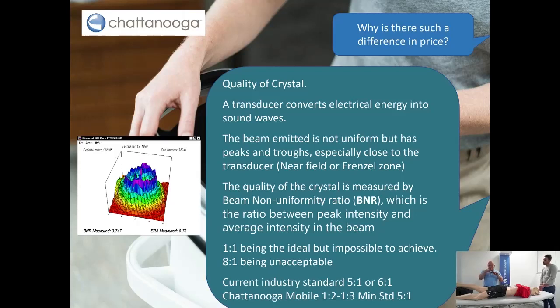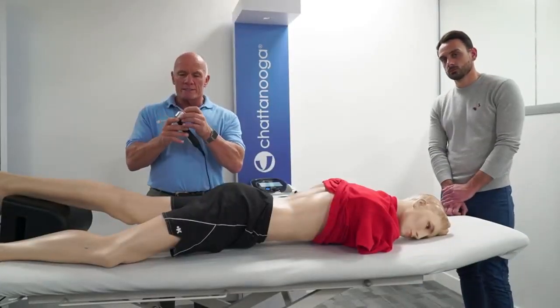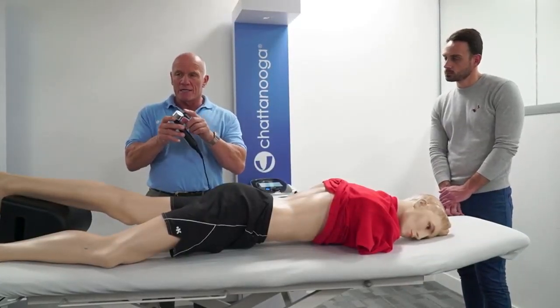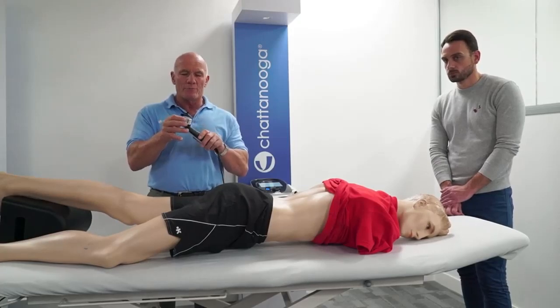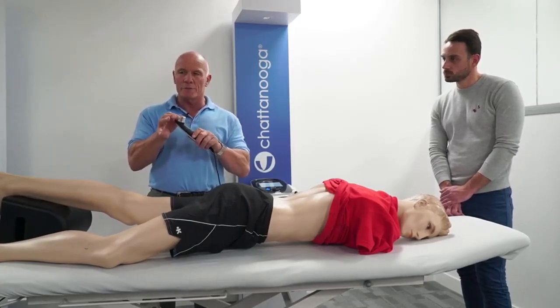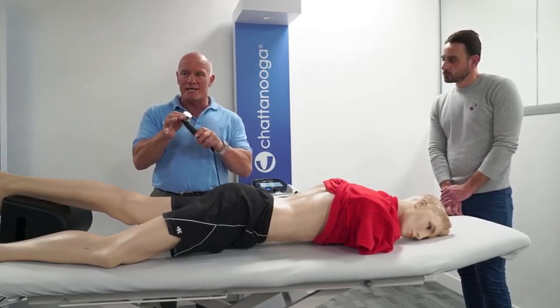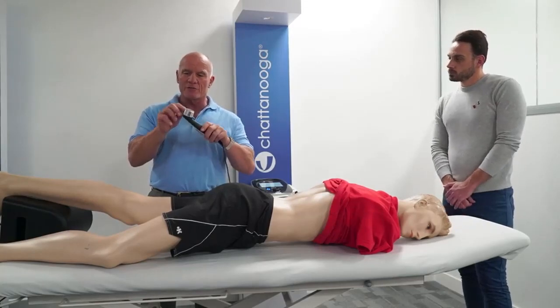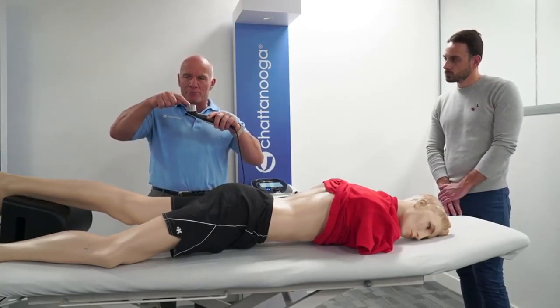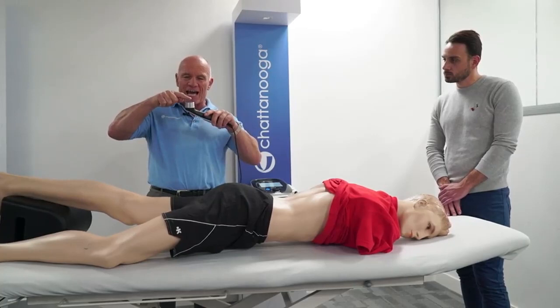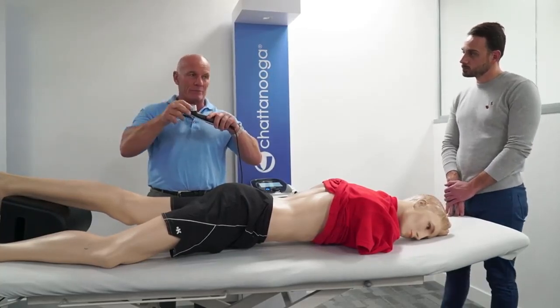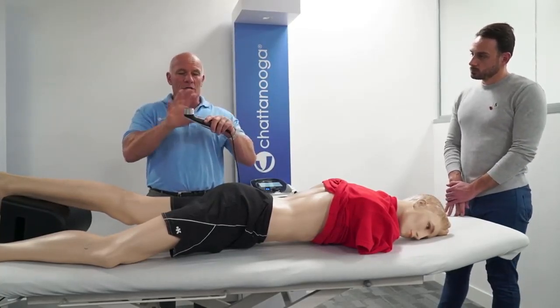This is called the near field or the Fresnel zone. Okay? So the quality of the crystal is measured by something called beam non-uniformity ratio, or BNR for short. And that's the ratio between the peak intensity and the average intensity in the beam. Now, as an ideal, we would want that 1-to-1.